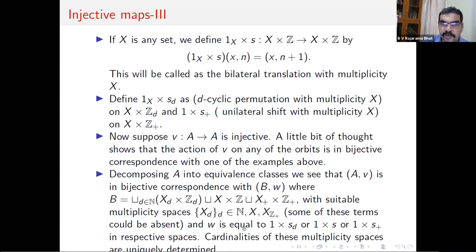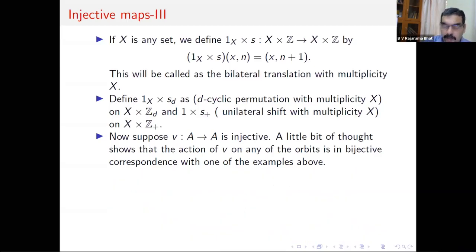So any injective map would be equivalent to this. I feel like telling unitarily equivalent, bijectively equivalent to this. Okay, so that is how a general injective map looks like.